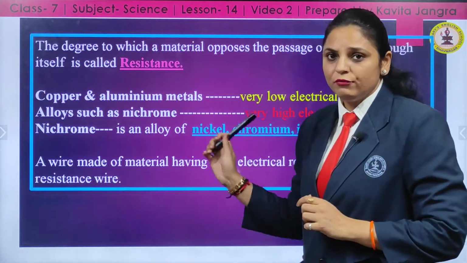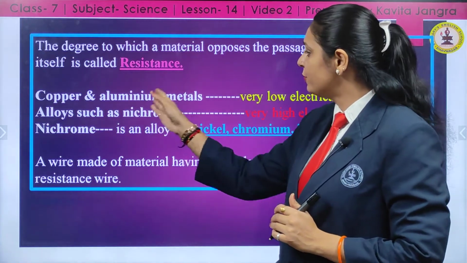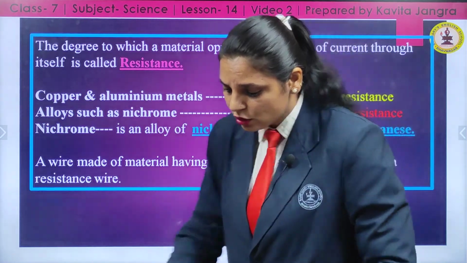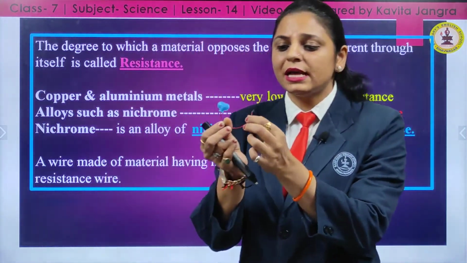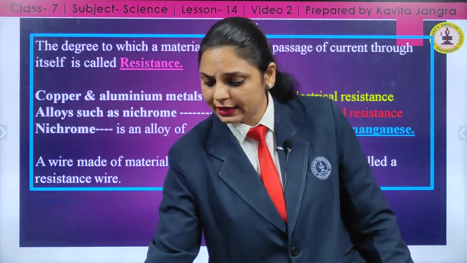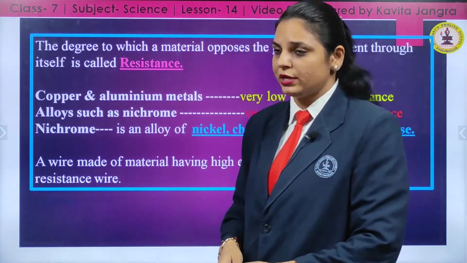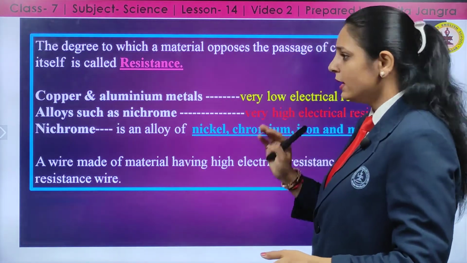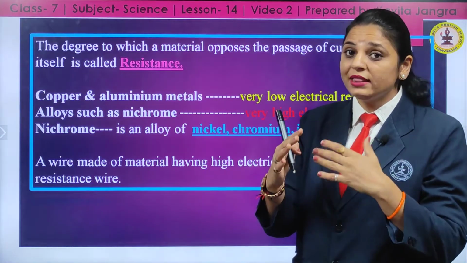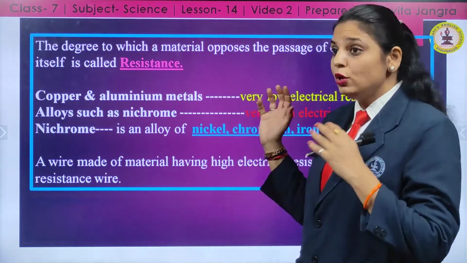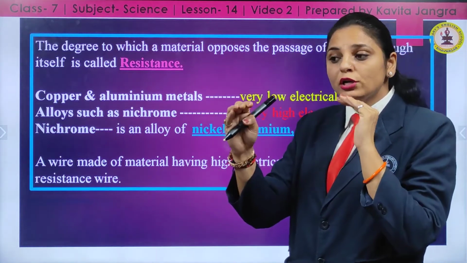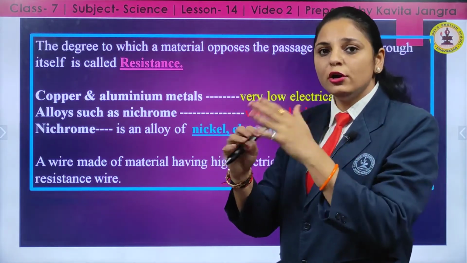So keep in mind a few things, for example copper and aluminium metal. This copper and aluminium you will find in wires. And where are the copper wires? As you can see, the wires in the houses, in electrical boards, copper wires or aluminium wires are used. Why? Because they have very low electrical resistance. I will explain why. Low electrical resistance means their opposition to the current is less. They are not opposing the current when it flows.